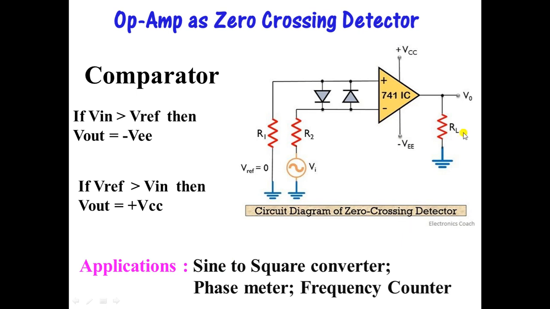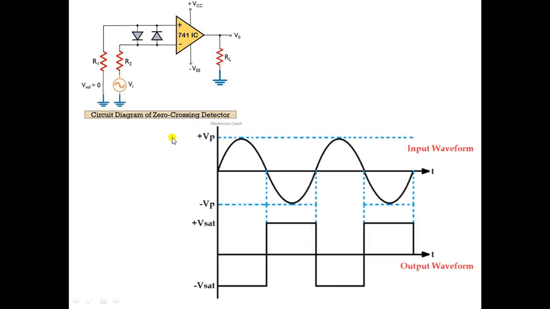Now let's see the waveforms, or let's see how the sinusoidal voltage is getting converted to square voltage. This is the circuit, the same circuit I have taken here. This is the negative terminal or inverting terminal to which our input is connected. Then this is the positive terminal to which reference voltage is connected, which is equal to 0 volts. Fine. Now let's see how we are getting this output.